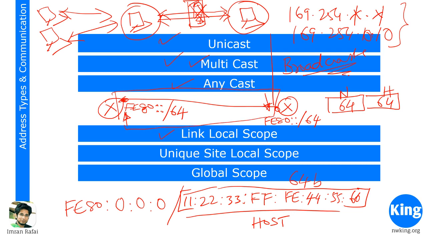It can't use that link local IP address for communicating outside that segment. This is used only for that segment, right?